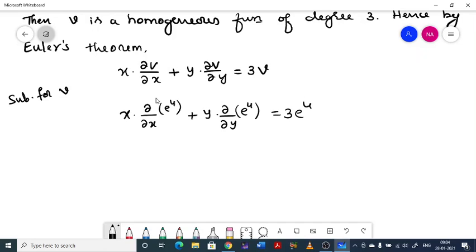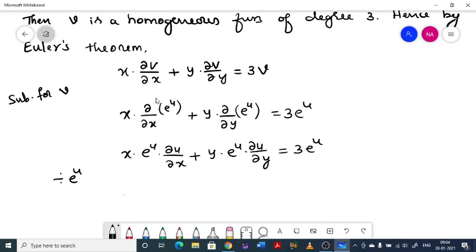Now differentiating e power u, the derivative of the exponential function is the exponential function itself. So x into e power u into derivative of the inner function, dou u by dou x, plus y into e power u dou u by dou y equal to 3 into e power u. Divide both sides by e power u. So we get x into dou u by dou x plus y into dou u by dou y equal to 3. That is the required answer.